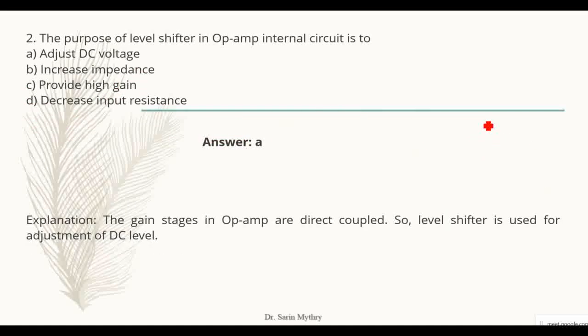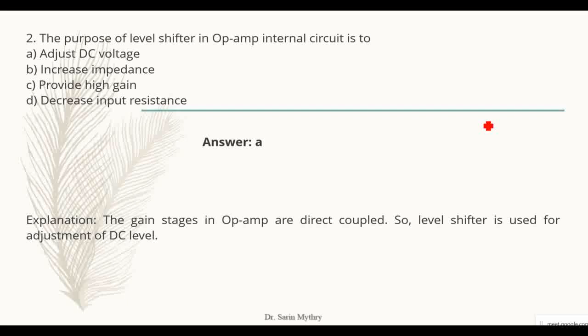Second one: the purpose of the level shifter in the operational amplifier internal circuit is to. What does a level shifter do? Let us see now. The options are: adjust DC voltage, increase impedance, provide high gain, decrease input resistance. Among these, the answer will be A, that is to adjust the DC voltage.